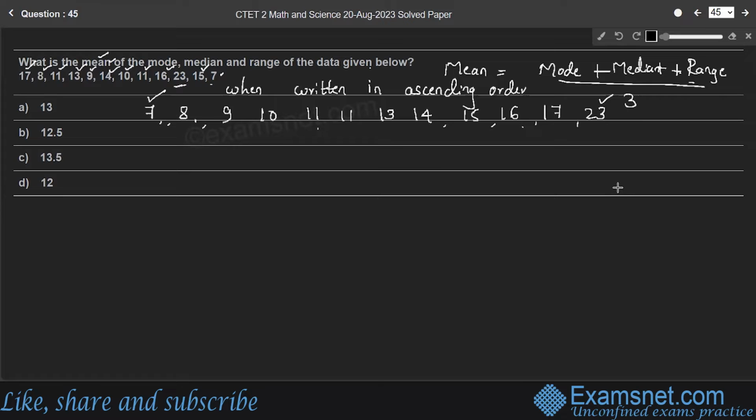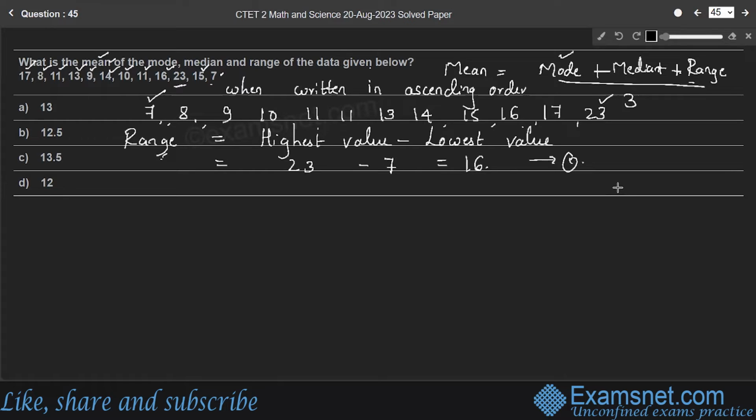Therefore, in the given data set, range is equal to highest value minus lowest value, right? So range is 23 minus 7, which is equal to 16, right? 16 is the range. So we'll consider this as 1. Now let us find mode of a given data, right?